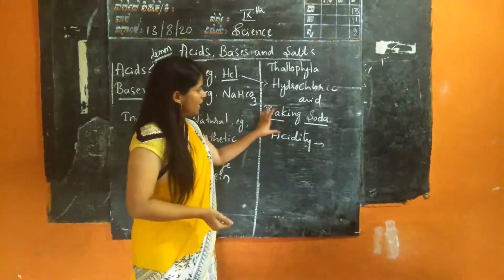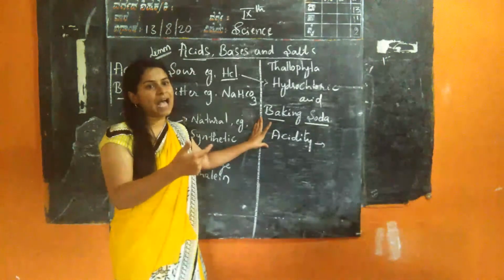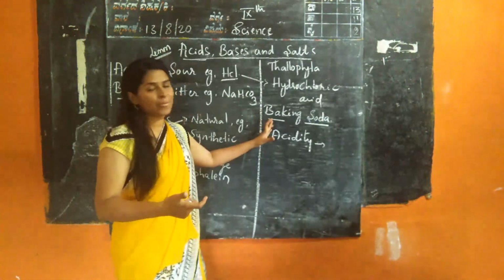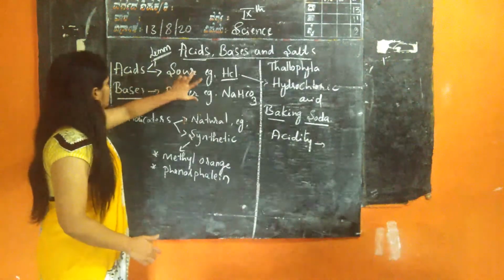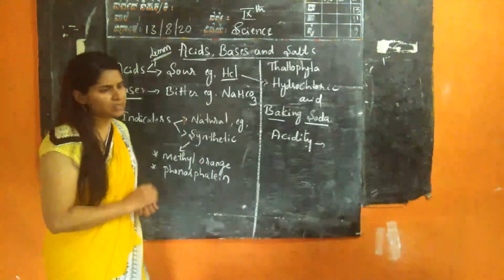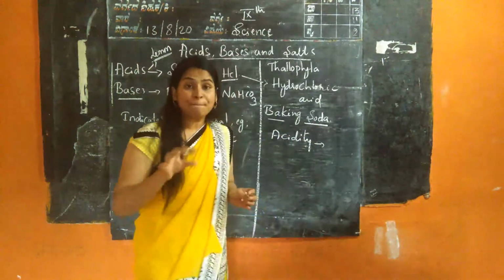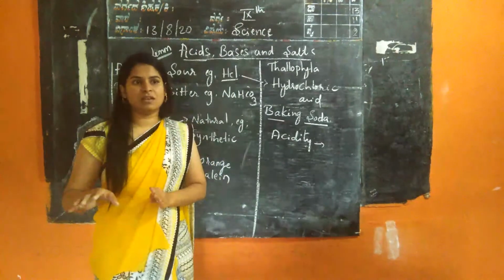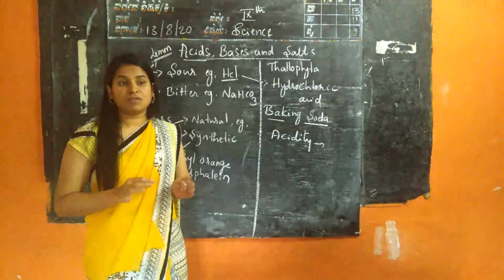Okay, this is one example of how we neutralize an acid using baking soda. Next, these are some of the acids and the bases. While tasting, we know this is acid and this is base. But some solutions, some things, we should not taste. Okay, we should not taste them.